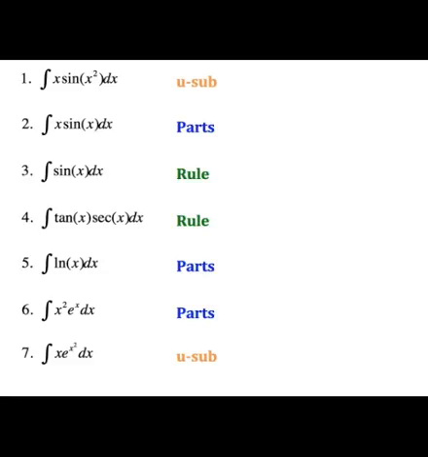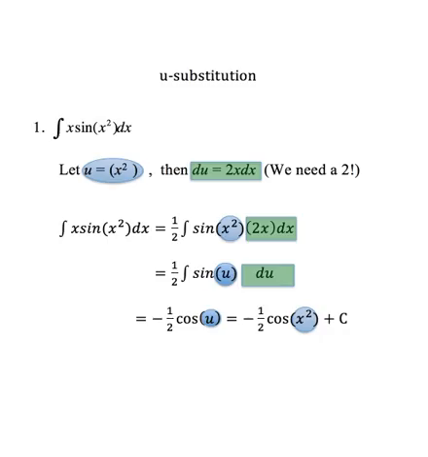If you got all 7 correct, you should be very happy, as one of the 7 is particularly tricky. Let's take a look at how each of these problems should have been solved. Number 1, the integral of x sine of x squared dx is a u substitution.